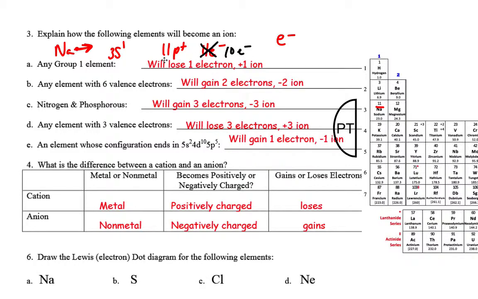What does it have more of? More protons. How many more? One more. 10 versus 11. So it's more positives. We put the plus there. How many more? One more. So it makes a +1 ion.